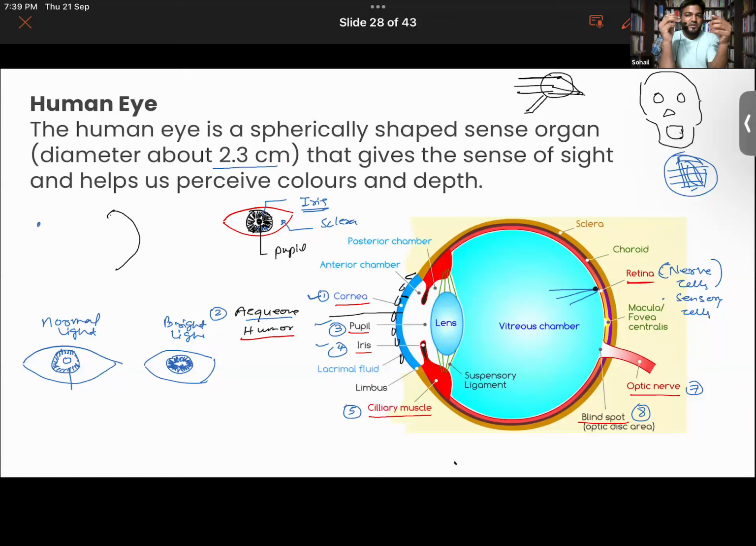And the tear gland that releases tears, the tear floats above it. Okay. Then you have other structures as well. What was the function of the optic nerve? Arhan, you tell me, what is the function of the optic nerve?